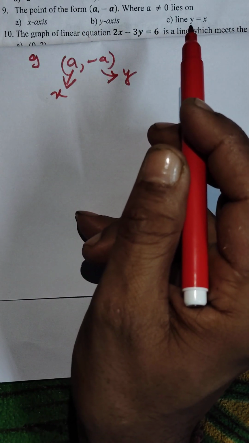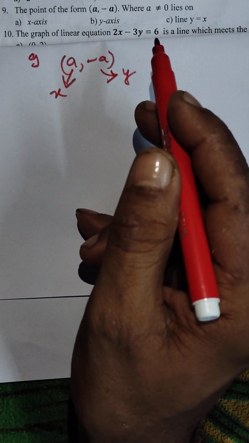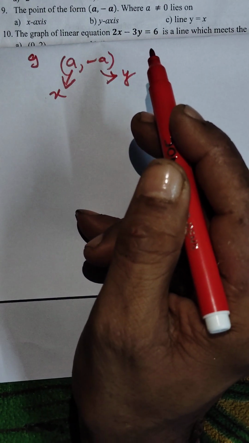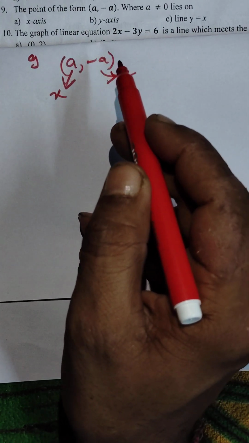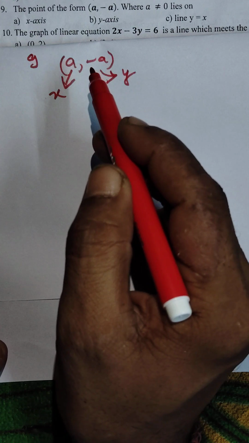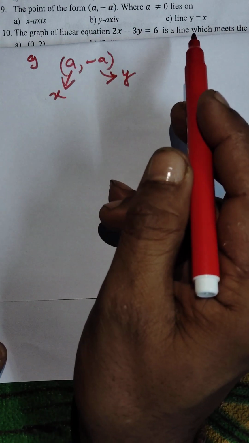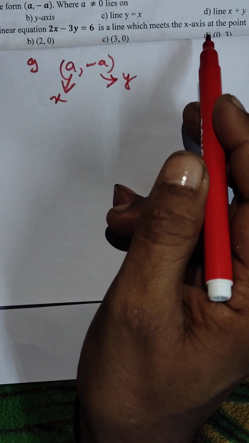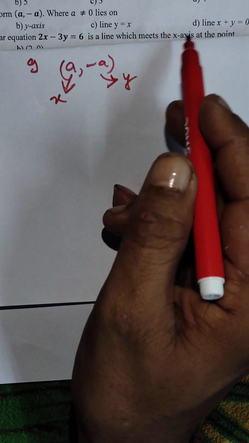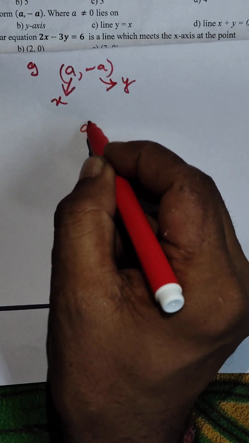The third option is the line y equal to x, which means x equal to y, that is, both values of x and y are equal. No, they are not equal. a is not equal to minus a. So come to D option. In the paper, D option is x plus y equal to 0. So if we add a and minus a, we get 0. Yes, so D option is the correct answer.